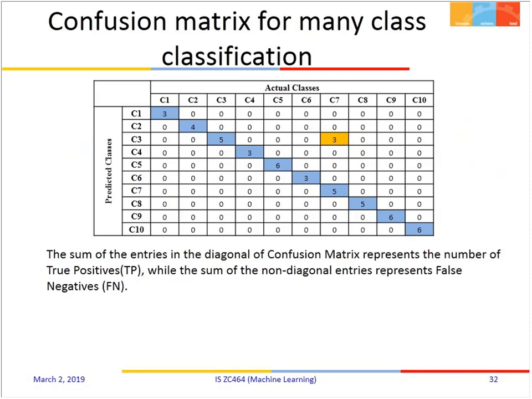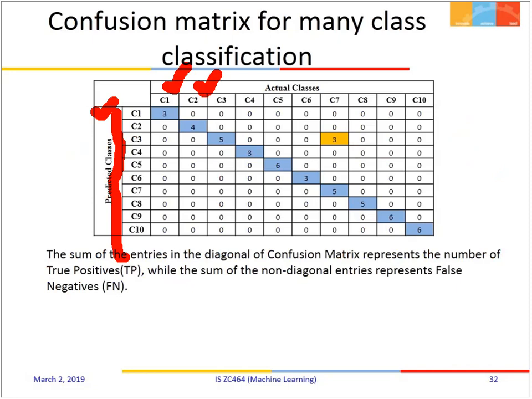So here is an example, right? Here is an example where we have 10 different classes, right? That means your predictor has predicted three samples of class C1 as belonging to class C1. That means your decision boundaries were so good that all the 3 were correctly recognized.